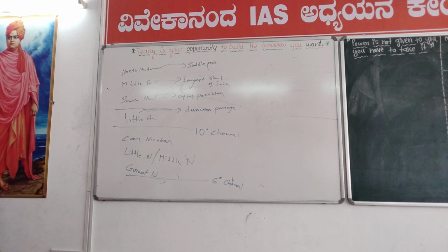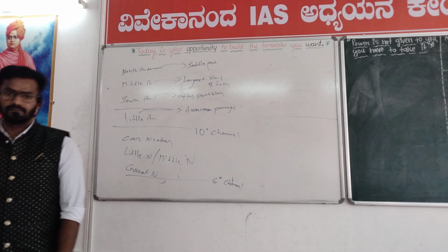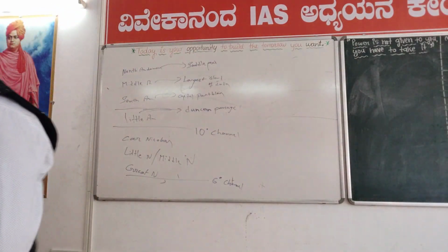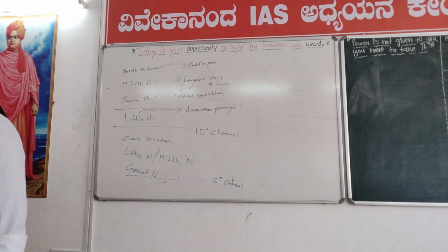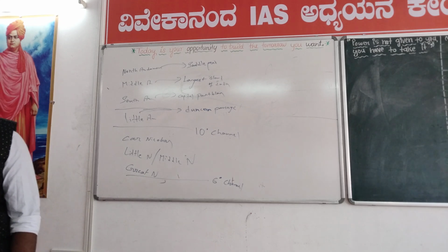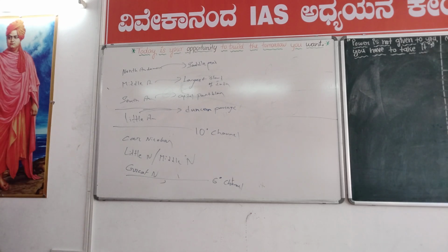See, what is the channel which separates Andaman and Nicobar? The 10-degree channel. And Duncan Passage separates the rest of the Andaman from Little Andaman. The Duncan Passage separates Andaman and Nicobar? Wrong. Duncan Passage separates the rest of the Andaman from Little Andaman, but the 10-degree channel separates Andaman and Nicobar.